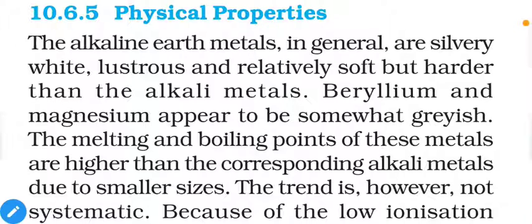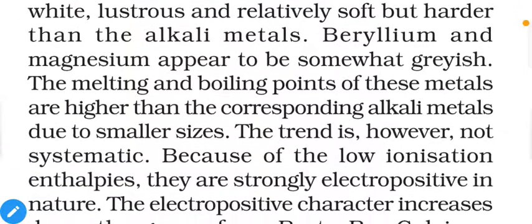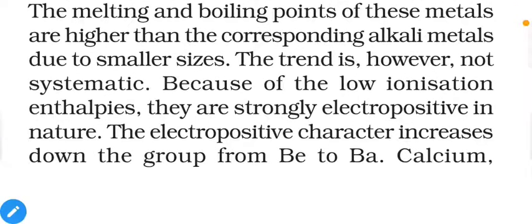But when we compare the first group with the second group, the first group contains only one electron, that's why they are softer than group 2. Beryllium and magnesium appear to be somewhat grayish. The melting and boiling points of these metals are higher than those of the corresponding alkali metals due to their smaller sizes, and the trend is however not systematic.